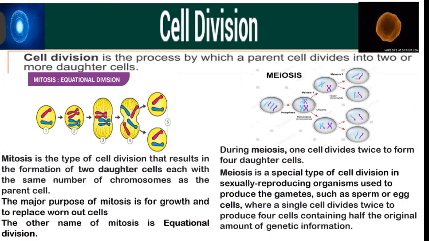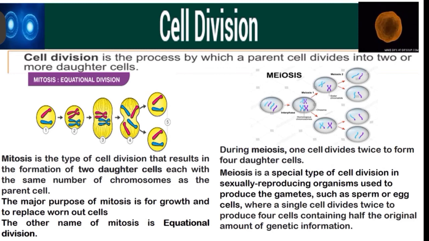Cell division is the process by which a parent cell divides into two or more daughter cells. Mitosis is the type of cell division that results in the formation of two daughter cells, each with the same number of chromosomes as the parent cell. The major purpose of mitosis is for growth and to replace the worn-out cells. The other name of mitosis is equational division.